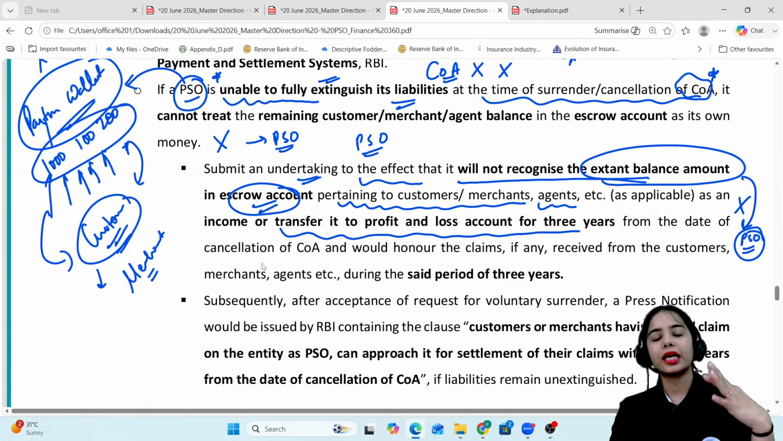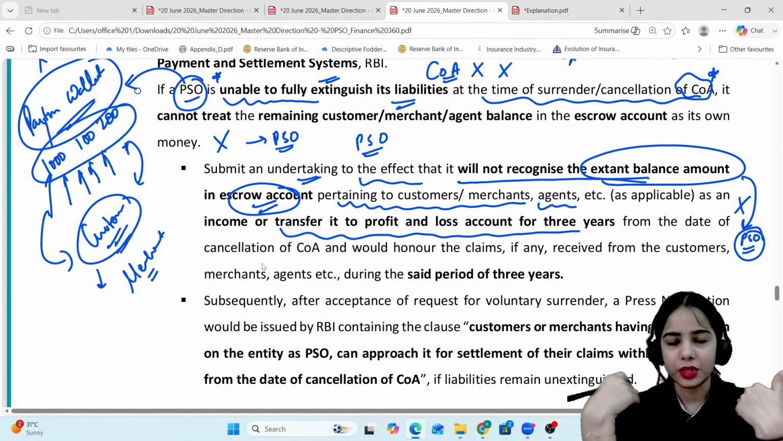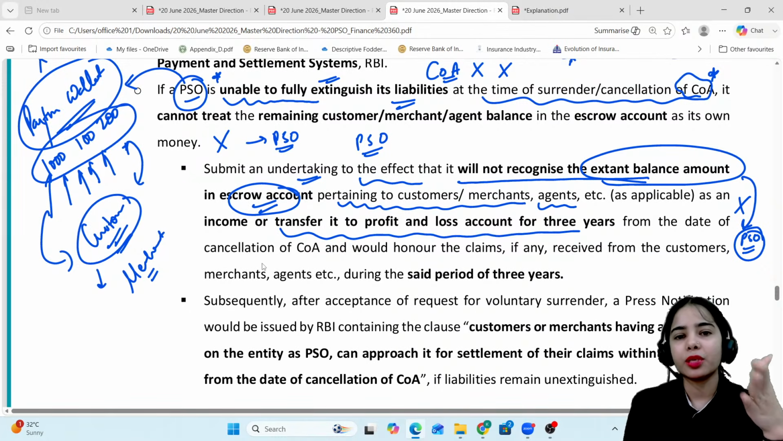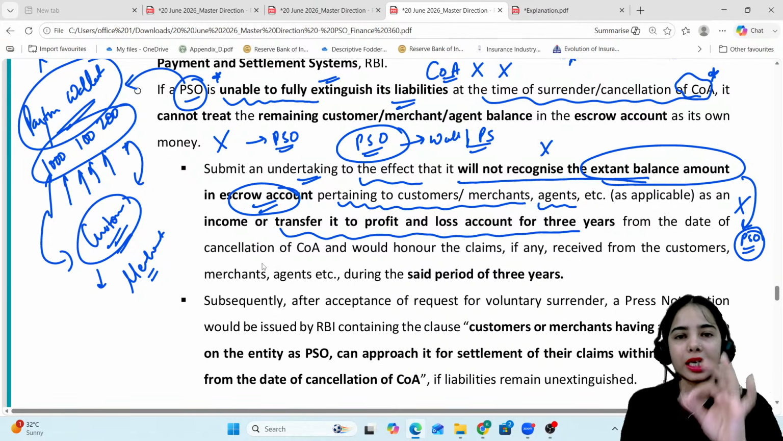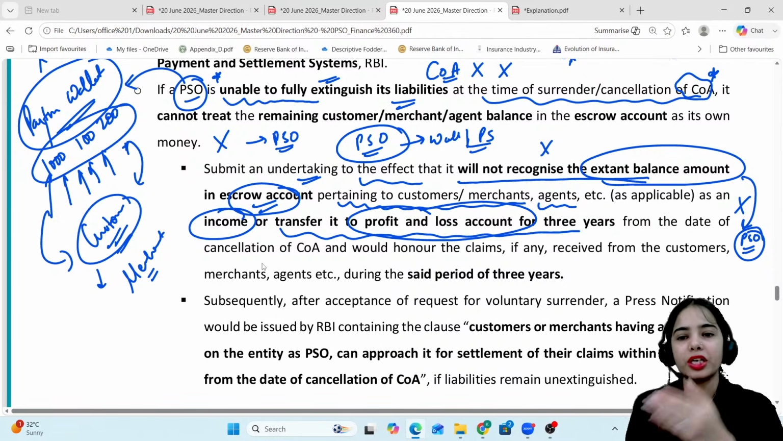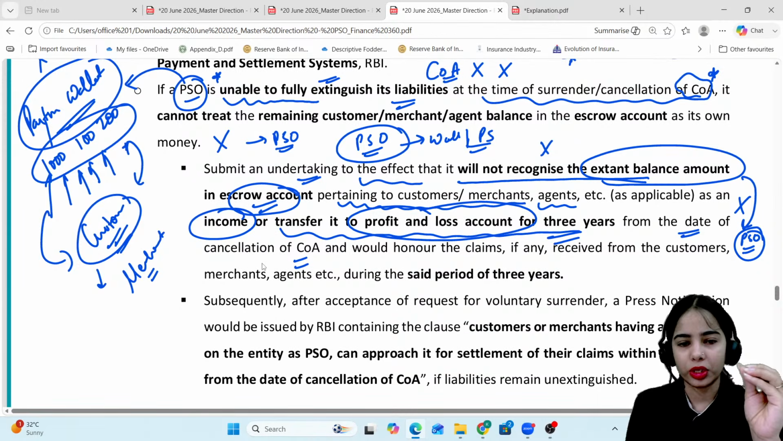So this is the idea, that the PSO has to submit an undertaking that whatever liabilities it has, whatever money of the merchants, the customers, the agents that the payment system operator has in its wallet, in its payment system, this money will not be recognized in the income or in the profit and loss account of the payment system operator for the 3 years from the date of cancellation of certificate of authorization.